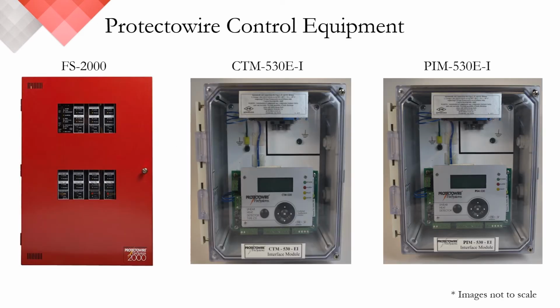And here we have a quick visual on our control equipment, the FS2000 with the shunt diode option H or the DC isolator option K. Then we have the CTM 530EI, which is the intrinsically safe interface module for the CTI series linear heat detector, and the PIM 530EI, which is the intrinsically safe interface module for the Protectowire PHSC linear heat detectors.